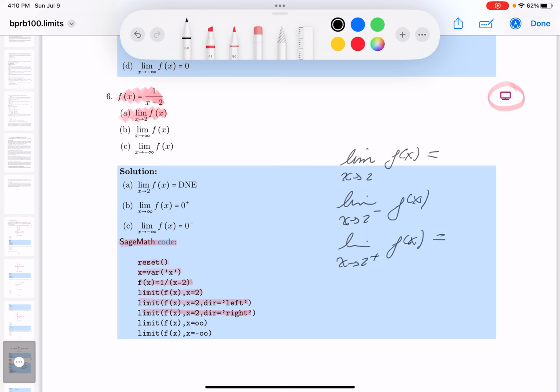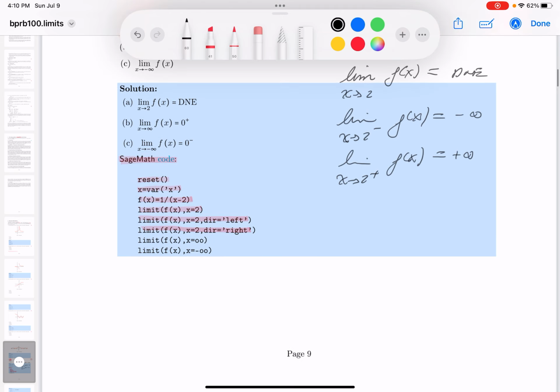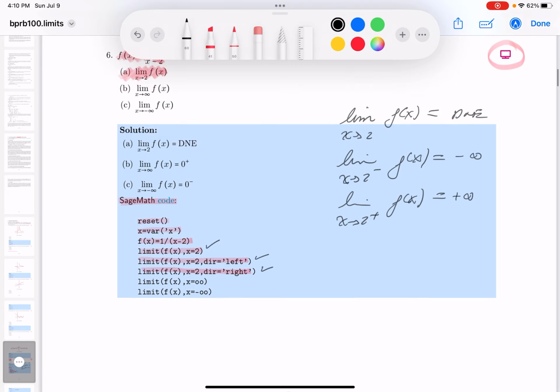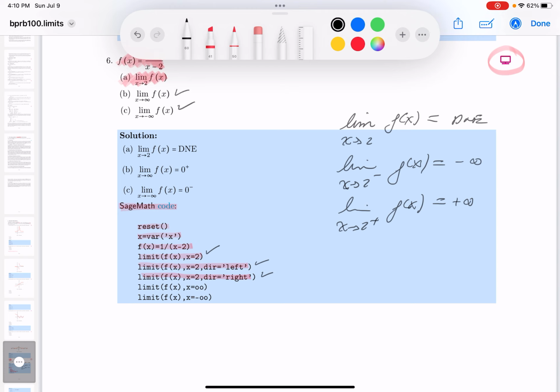Hopefully we've gone through the whole sheet already doing that. And from the left, numbers slightly smaller than 2, this goes off to minus infinity, and from the right, it goes off to plus infinity. And then I said that this does not exist. All right. Then I asked Sage to do this, and the hope is Sage can answer that one, and that one. All right. I also did limits at infinity. Hope you can recall that.